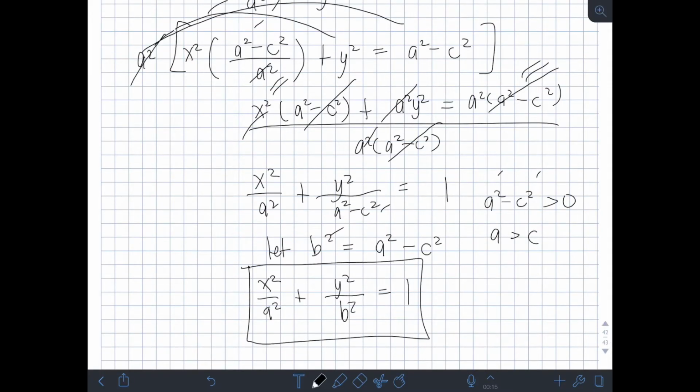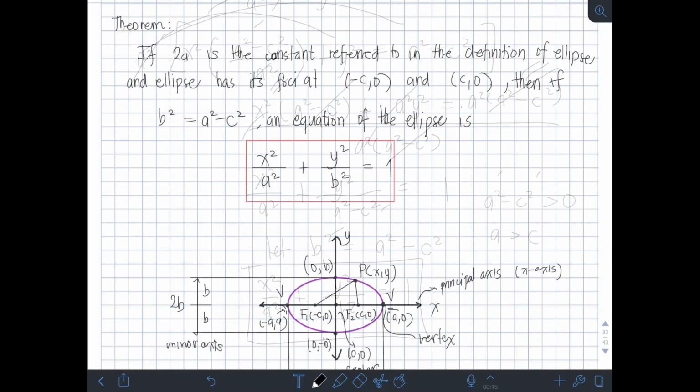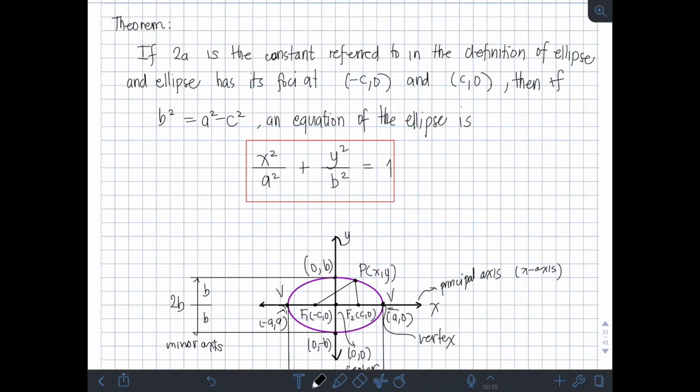So, therefore, this is the equation of the ellipse. So, we can state the equation for the ellipse that we derived in a theorem. If 2a is the constant referred to in the definition of an ellipse, and an ellipse has its foci at negative c, 0 and c, 0, then if b squared equals a squared minus c squared, an equation of the ellipse is x squared over a squared plus y squared over b squared equals 1.